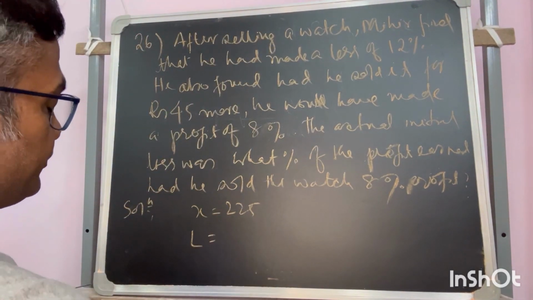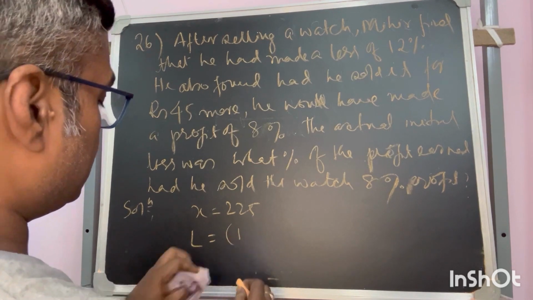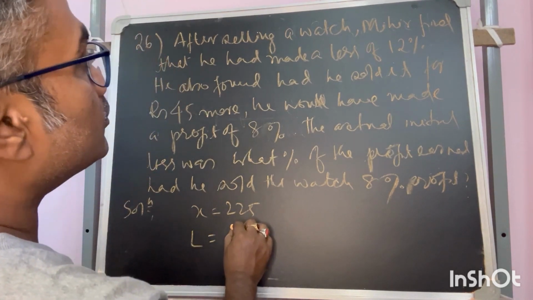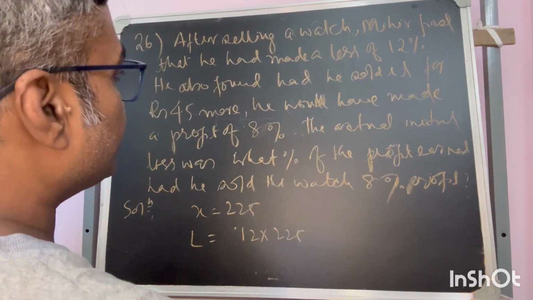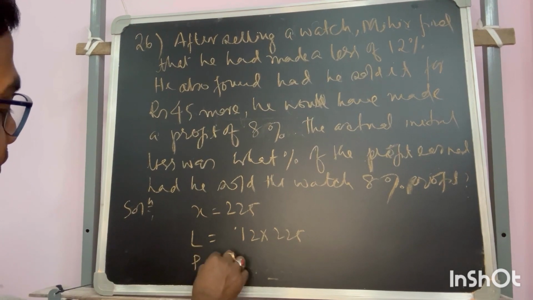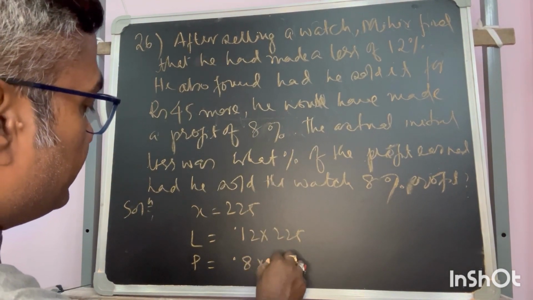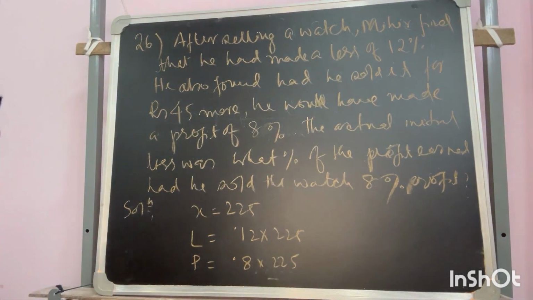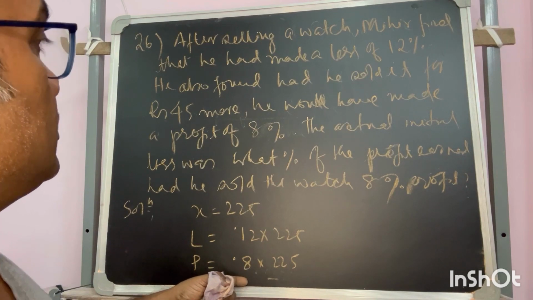The initial loss is 12%, 0.12 of the cost price 225. This is the loss, and the profit for the second case is 0.08 of the cost price. Okay, this is the loss.